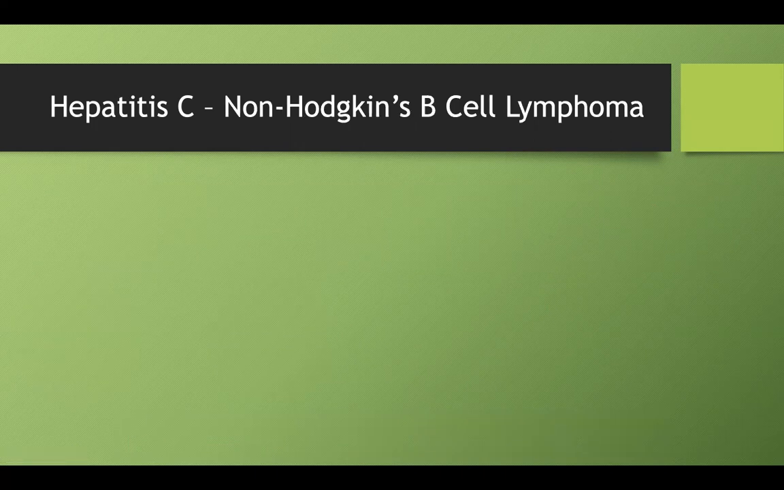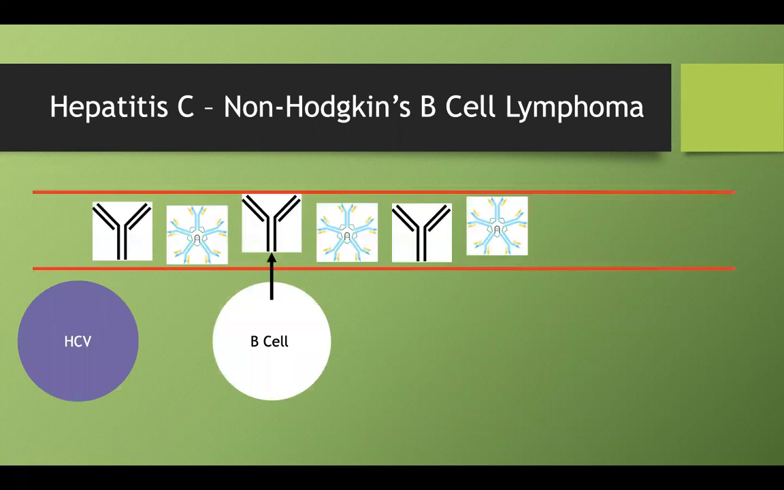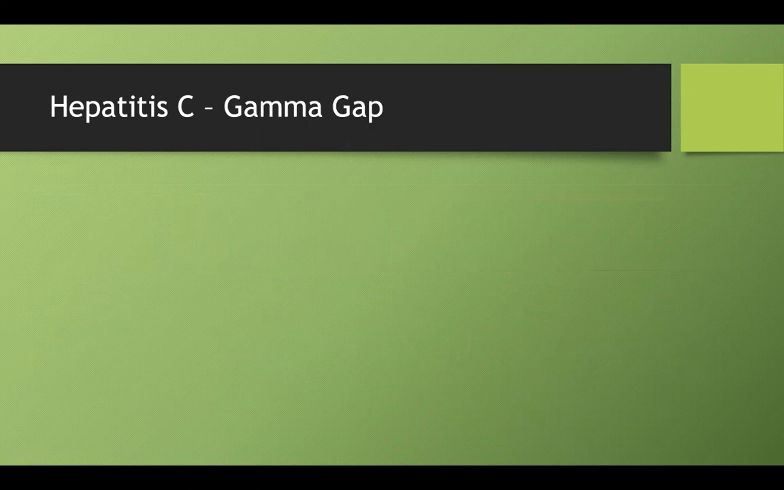Now let's talk about non-Hodgkin's B cell lymphoma. Again, if you have your hepatitis C virus and your B cells producing all those immunoglobulins, if your B cells are working too hard and they start forming mutations, you can actually get a B cell lymphoma in the process.